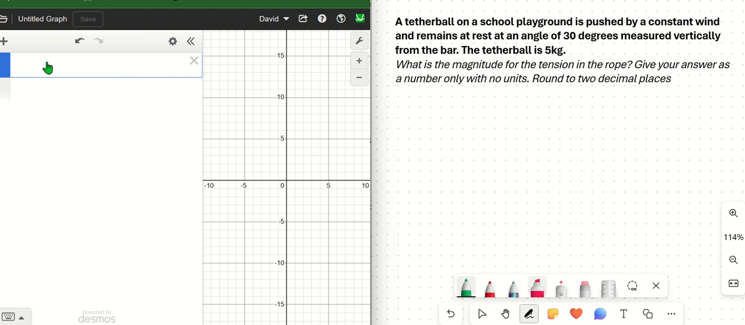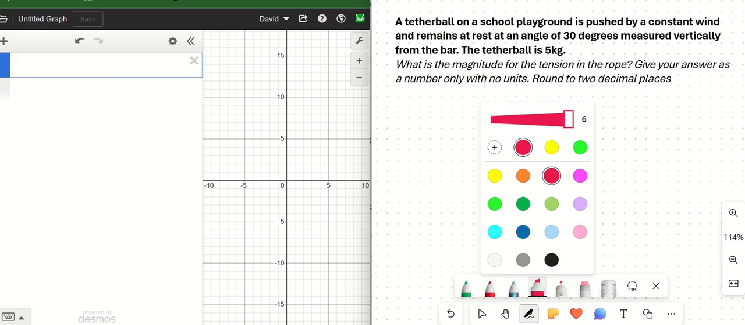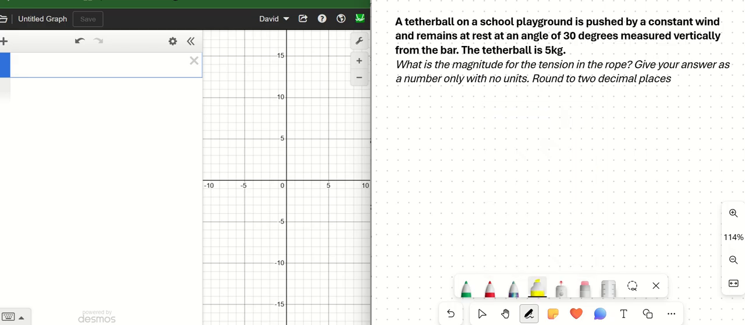Okay, so we have a couple key pieces of information that we want to look at. Tells us a tetherball is on a school playground pushed with a constant wind, and it remains at rest. This is huge right here. It remains at rest at an angle of 30 degrees, that's going to be measured vertically from the bar. The tetherball is 5 kilograms. That's really important, and we're looking for the magnitude of the tension in the rope.